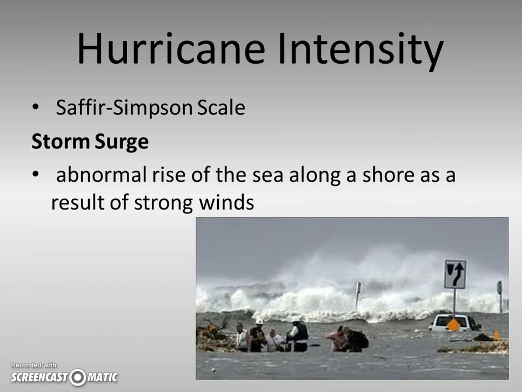Intensity for a hurricane, we have what's called the Saffir-Simpson scale. And we have also storm surges with hurricanes. So when we have storm surges, you have a rise of the sea level along the shore as a result of very strong winds. So you can see in the image clearly that's ocean waves breaking in, and these people are clearly not standing in the ocean, right? So the ocean level has risen so far as much as to come inland.